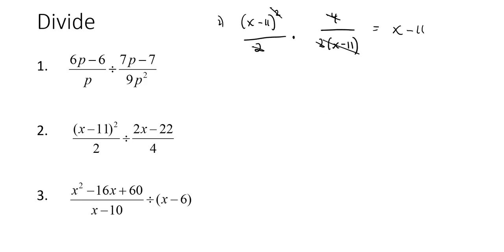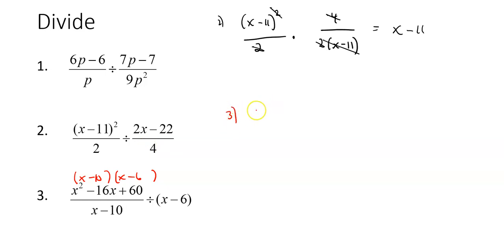All right, how about number 3? Let's take a look at number 3. First thing I'm going to do is factor the numerator here. So factors of 60 that add up to negative 16 that have the same sign, how about 6 and 10? So x minus 10, x minus 6. So I FOIL it back, I get x squared minus 16x plus 60.